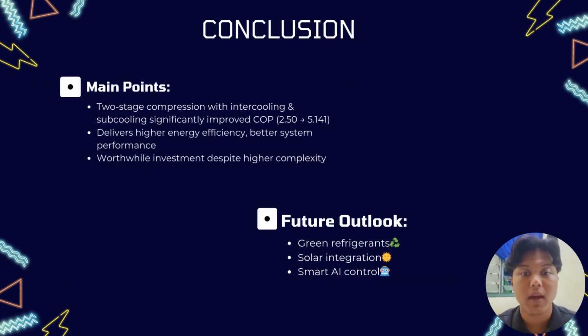In conclusion, the modification of our refrigerant system using a two-stage compression cycle enhanced with intercooling and subcooling resulted in a significant performance boost. The system's COP increased from 2.50 to 5.141, which confirms that the thermodynamic improvement can deliver major gains in both energy efficiency and cooling capacity.